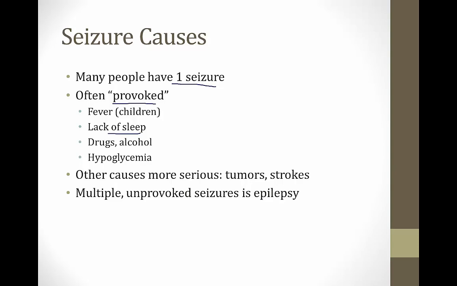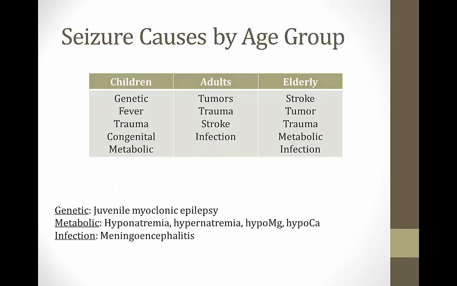Drugs and alcohol can provoke seizures, and then if your blood glucose level gets too low, those patients can have a hypoglycemic seizure. There are other causes that are more serious, things like tumors and strokes, and we only call it epilepsy when you have multiple unprovoked seizures. That's what epilepsy is.